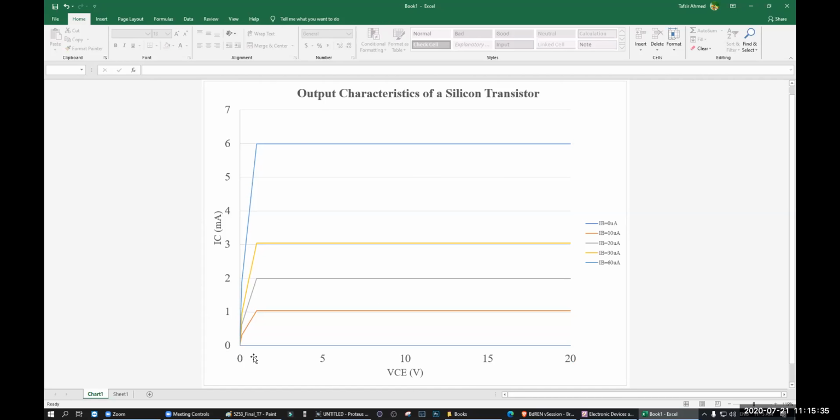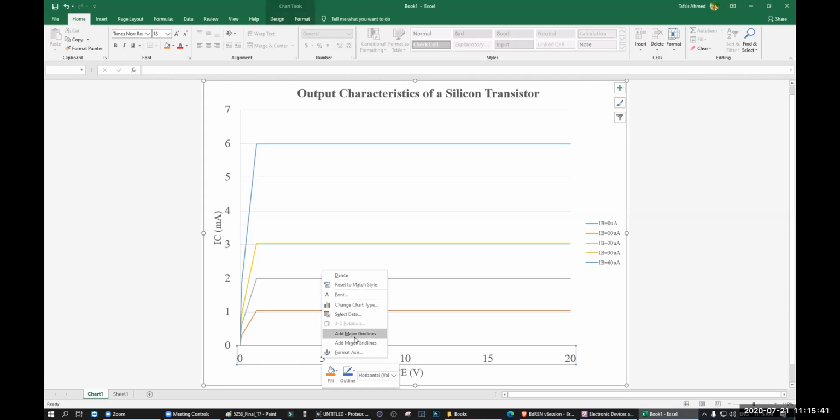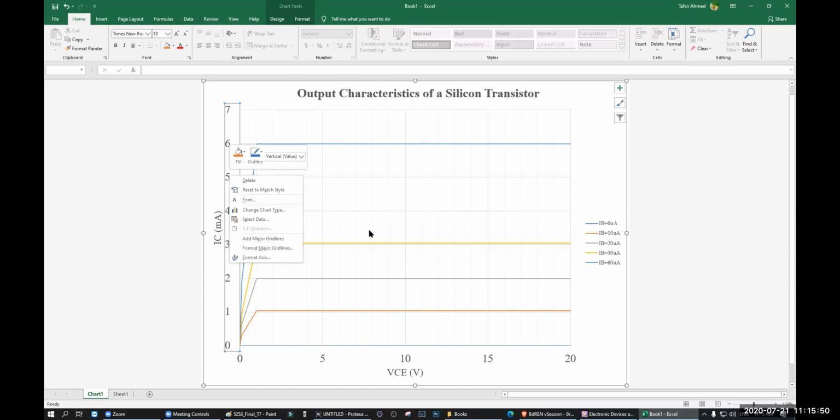Okay. Now you can add some grid lines here. How? Right click here, add major grid line. Right click, add minor grid line. Major grid lines are already there, and you can add minor grid lines. So this is your graph. You can see all the lines.